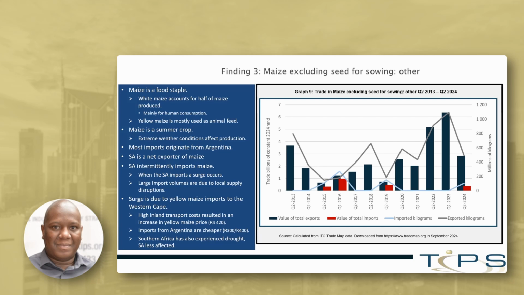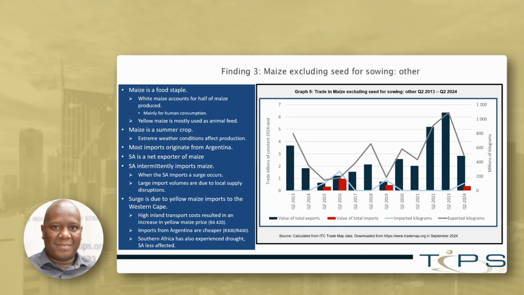South Africa occasionally imports maize, and when the country imports maize, a surge occurs, as you can see in the yellow bars, red bars on the graph, as well as the blue line. Large import volumes are due to local supply disruptions. The surge in the second quarter of 2024 was due to yellow maize imports to Western Cape.